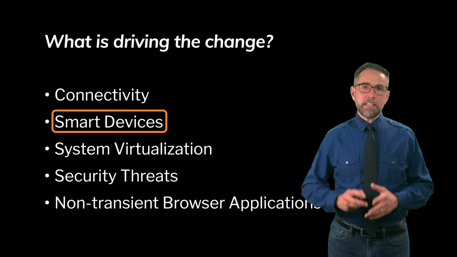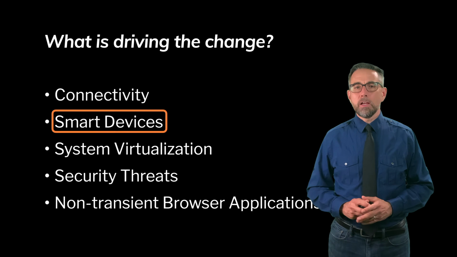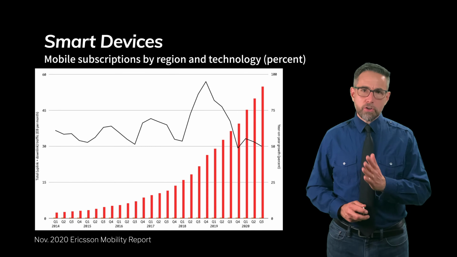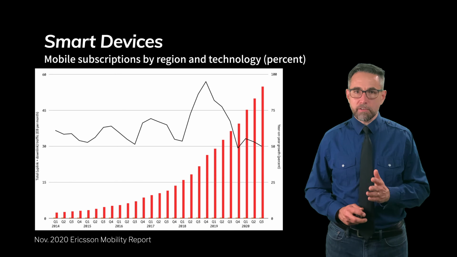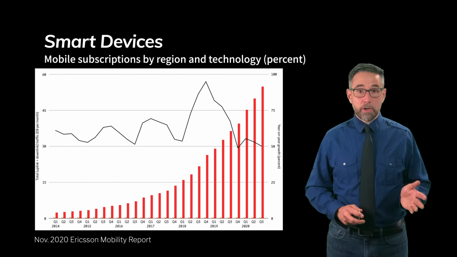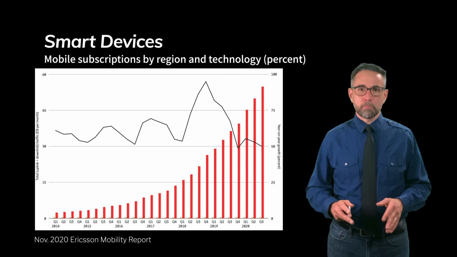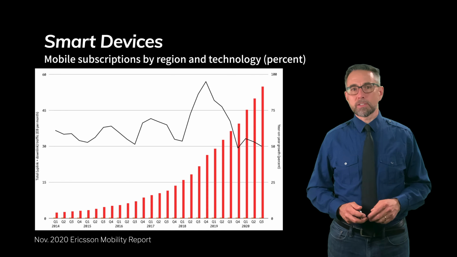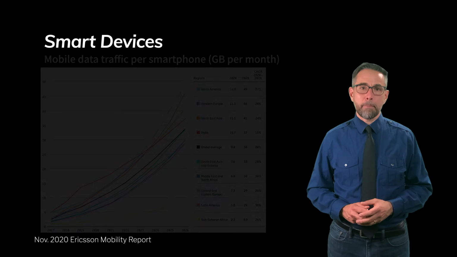So connectivity is driving the change to cloud computing. Smart devices are also driving some of this change. So I just showed you this graph of mobile data growth. Well, part of it is because of the increase in consumption of data, but the other thing is because of the increase in the number of mobile devices that are present, and being purchased and being deployed. So two factors, the amount being consumed and the number of devices, is just growing enormously.